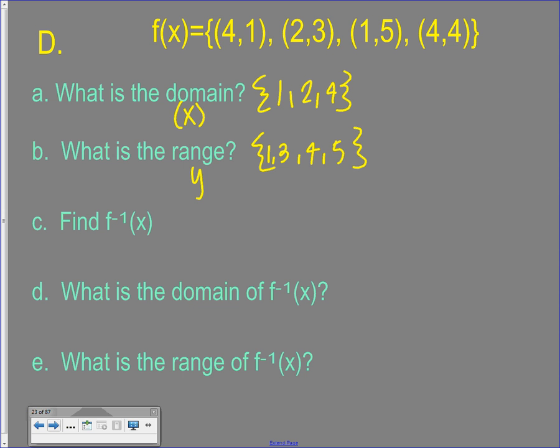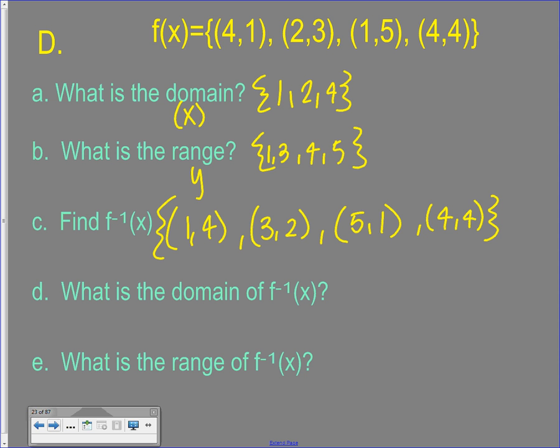Okay. Then step 3 says to find f inverse. Well, that's a little trickier because we don't have a, well, we do have an x and y, right? It's just in an ordered pair. So the first thing we're going to do is switch them. Okay, so instead of 4, 1, I'm going to have 1, 4. Instead of 2, 3, I'll have 3, 2. Instead of 1, 5, I'll have 5, 1. And then 4, 4 will stay the same. Okay, so the inverse here just means switch x and y. So flip your ordered pairs there.